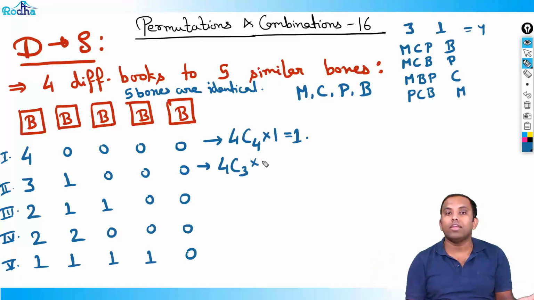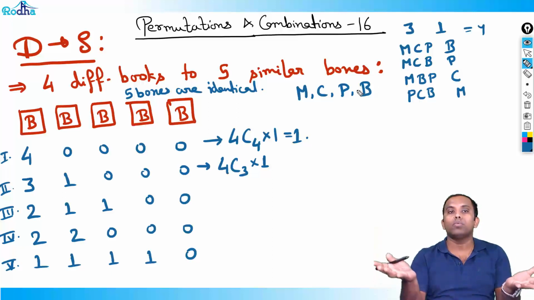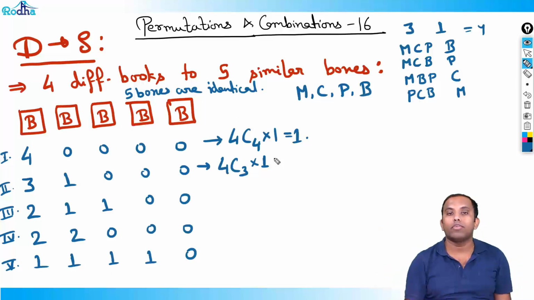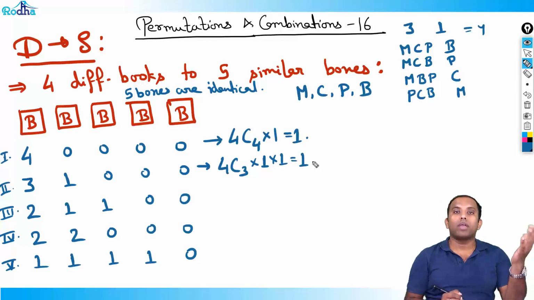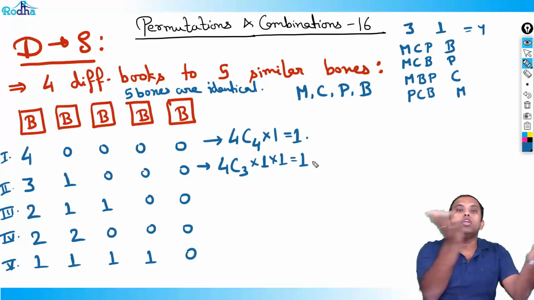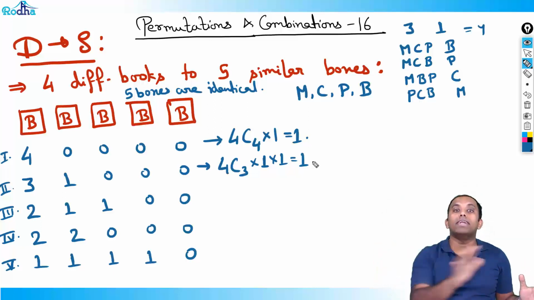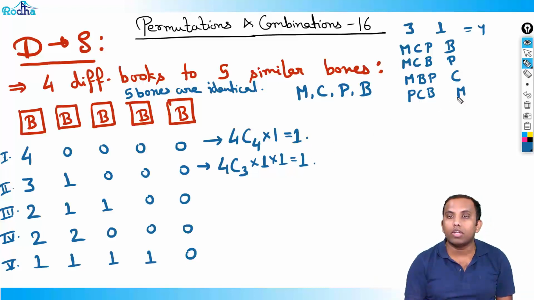So 4C3 into 1, selecting this 1 book, only one way. And putting these 2 groups, 3 and 1, in any of the boxes, only one way. Because in one hand you have 3 books, in the other hand you have 1 book, you put them in any of these boxes, it doesn't matter because all these 5 boxes are identical. So what is the answer? 4C3 into 1 into 1. The answer is 4 here.